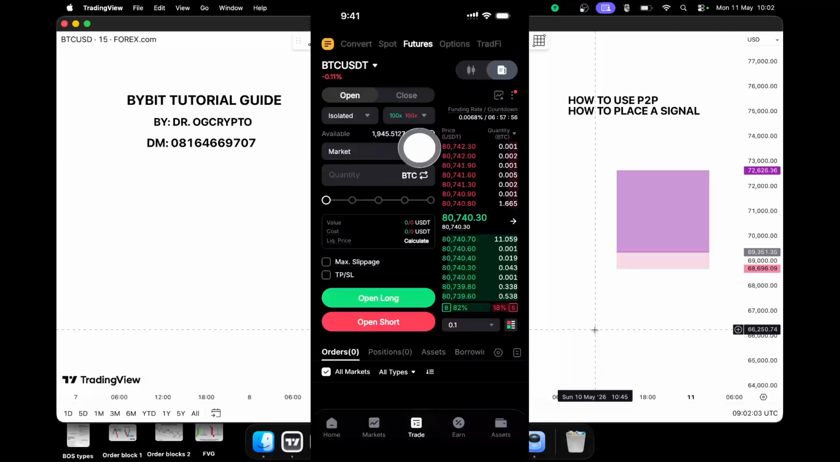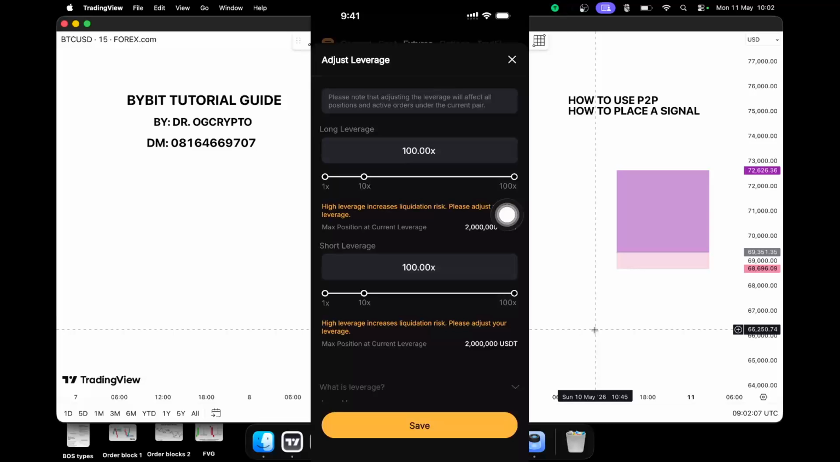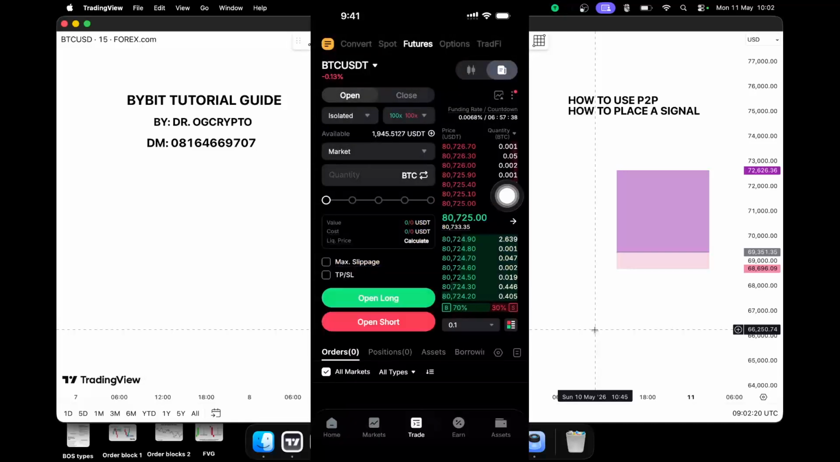So what does this 100x green and red mean? This is what we refer to as leverage. So the higher the leverage, the higher your profits. Also, the higher the leverage, the higher your risk. So that is what leverage is all about. The leverage is like you are just multiplying your money.